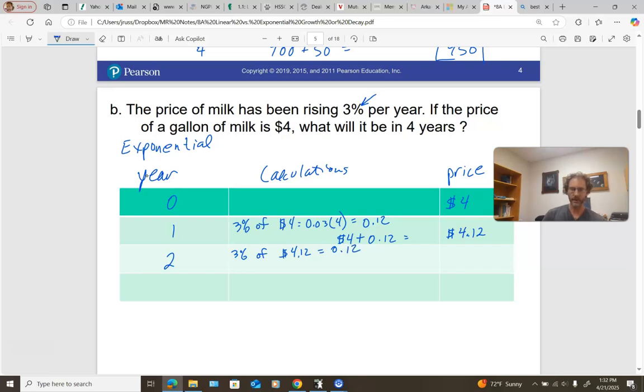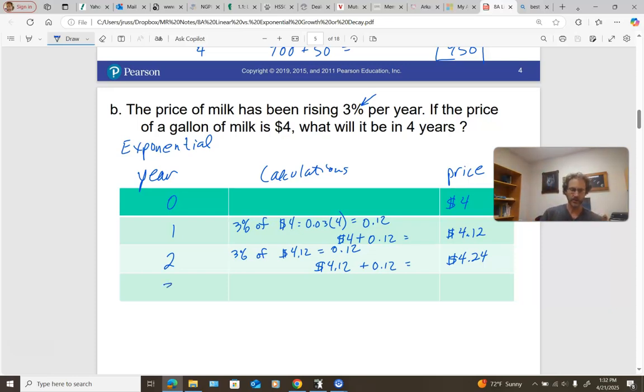So the original amount from the previous year was $4.12. And it's going to increase by another 12 cents. And that's going to make it $4.24 at the end of year 2. So what you'll notice, like in the very beginning of both linear and exponential processes, initially they look kind of the same. You don't see much difference in their growth. It's as time continues that you really start to see that bifurcation in the two.